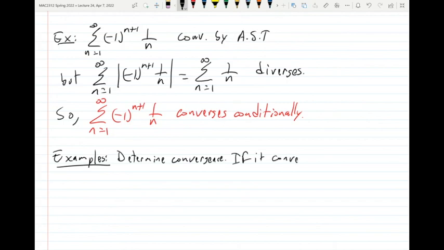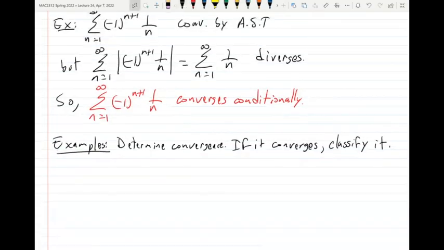If it converges, classify. By classify, I mean, is it conditional or absolute? Okay. Classify? Yes. Okay, so let's see.